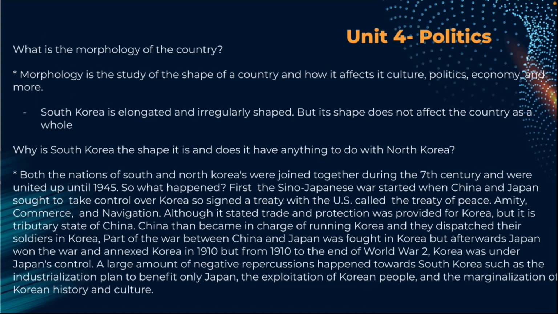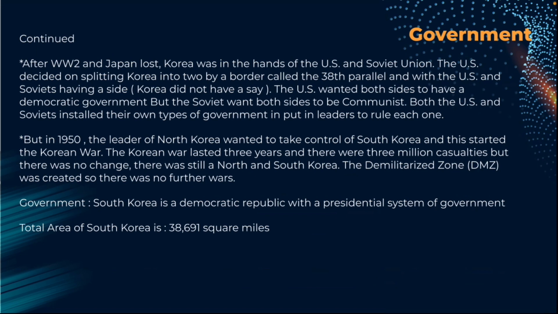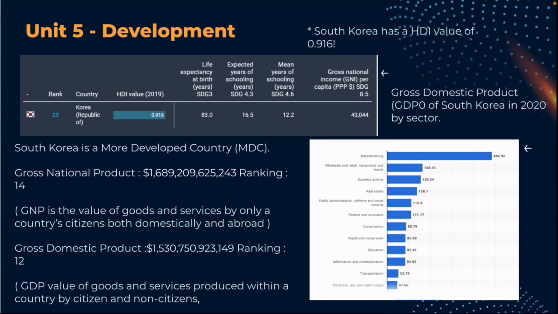and the Soviet Union. This history can also explain why the North and South both have different types of government, since the Soviet Union, who controlled North Korea, wanted a dictatorship, and the U.S., who controlled South Korea, wanted a presidential system. North and South Korea still have the same types of government that were installed by the U.S. and the Soviets. And this is just a continuation of the history and government. Now on to Unit 5, development.